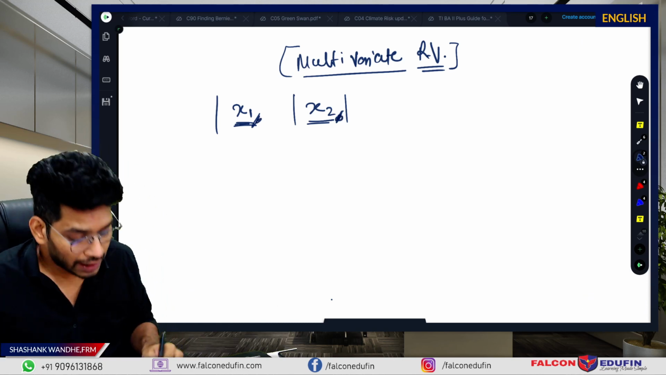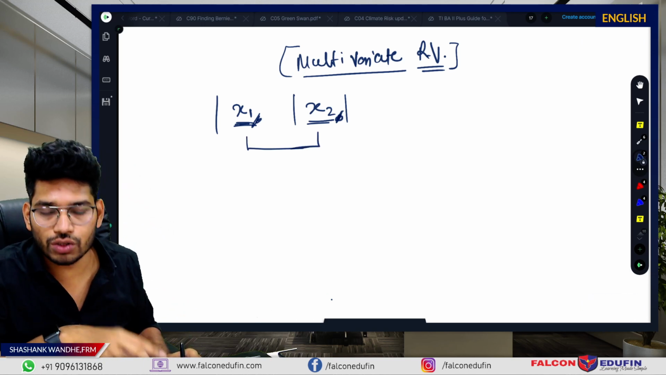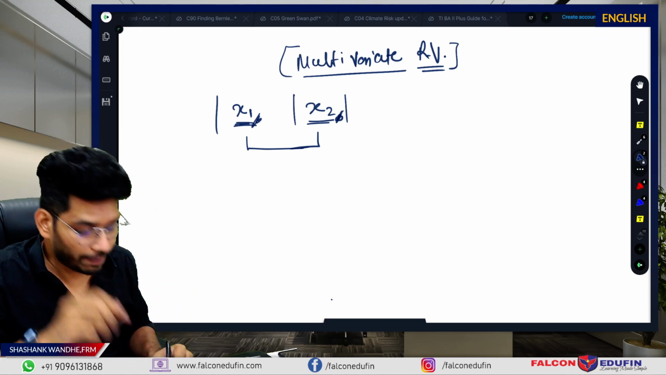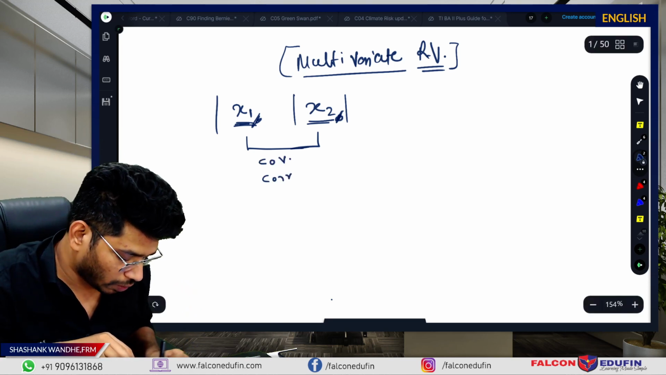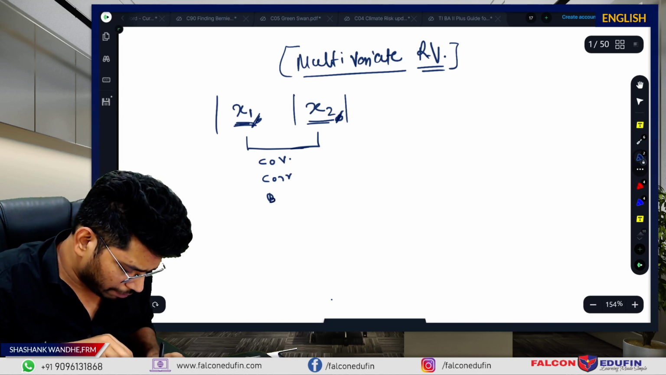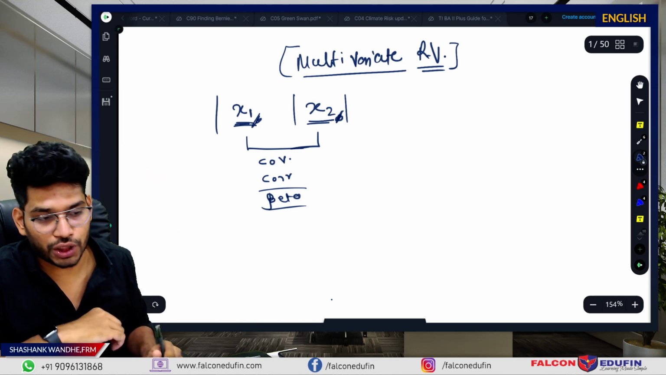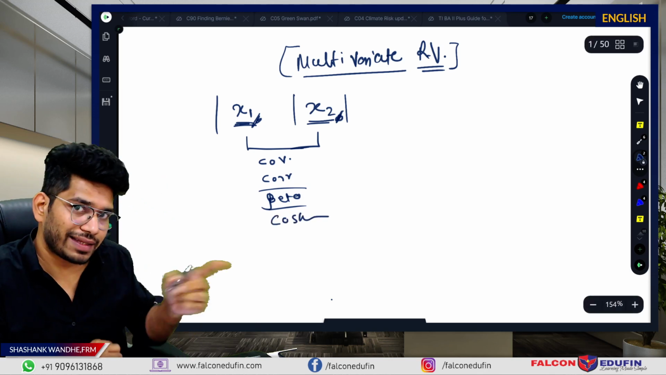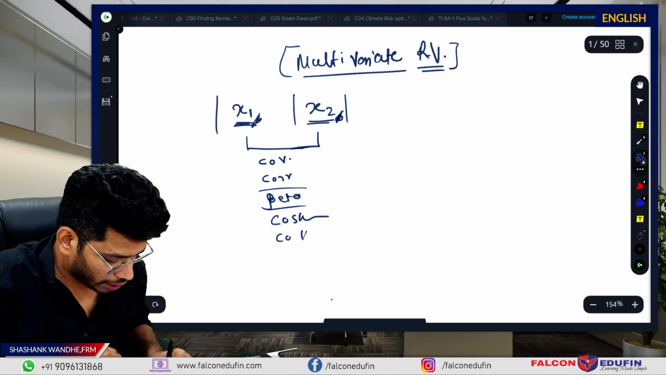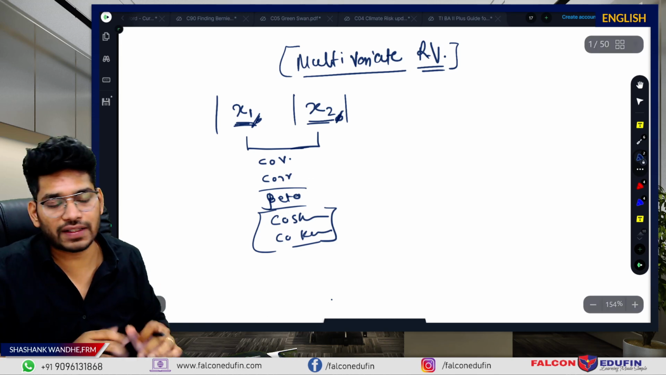This is separate. But if you combine these two variables and you want to check the relationship, then we have a new discussion, which is covariance, correlation. Beta can also be considered here, but it is not discussed in the learning objectives. Then we have co-skewness, which we will discuss in the next topic, and co-kurtosis. Okay, so this is the main theme of this session.